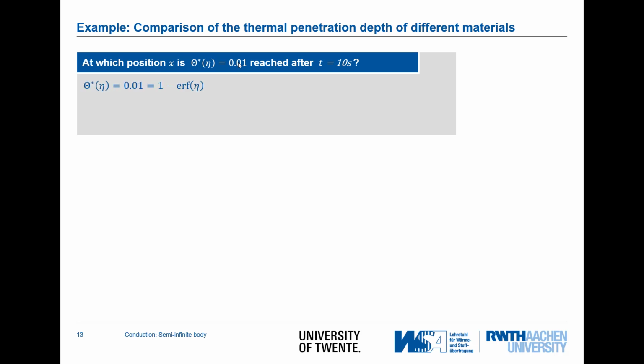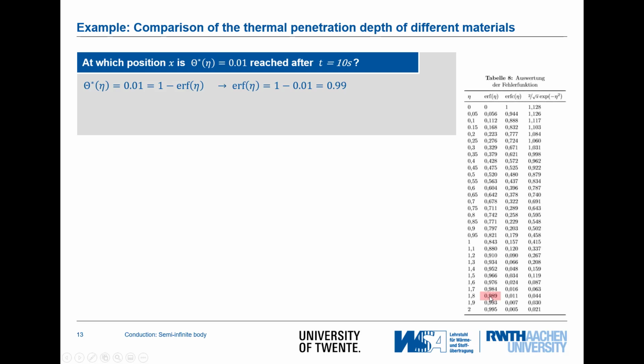It's like a 1% increase of the temperature compared to its initial temperature. So we know that the value theta star of eta is equal to 0.01. This is what we are looking for, and we also know that this is equal to 1 minus the error function of eta. We are looking at the value of eta, so we put this on the other side, and know that the error function of eta should have a value of 0.99.